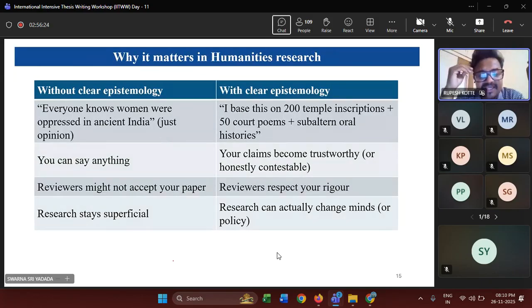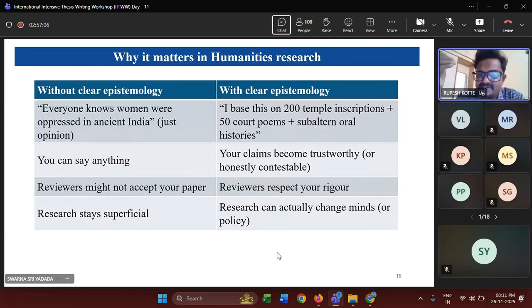So why does epistemology matter in humanities research? I gave you two contrasting things. What happens when you do not have a proper lens of epistemology towards your research? Without a clear epistemology, I gave a few examples here. Everyone knows women were oppressed in ancient India, which is just an opinion. But how are we trying to prove that? How are we trying to know it? How are we trying to get the data, something which is socially prevailing?